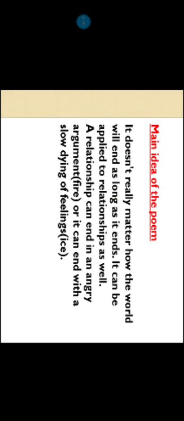So we will see the main idea of the poem. It doesn't really matter how the world will end, as long as it ends. It can be applied to relationships as well. So he is describing this hatred between relationships. A relationship can end in an angry argument, or it can end with a slow dying of feelings. I hope you have understood the main idea of the poem.